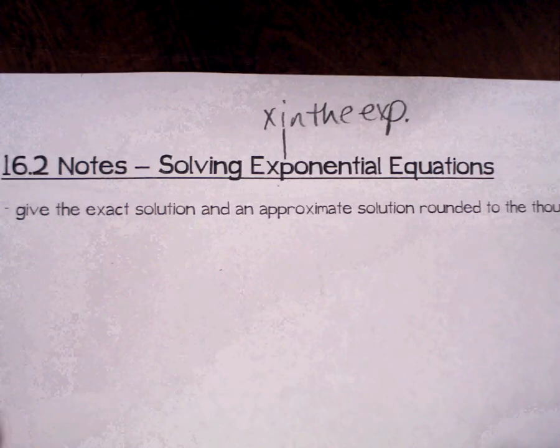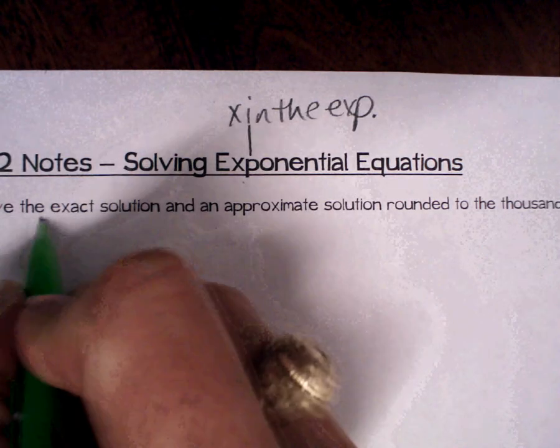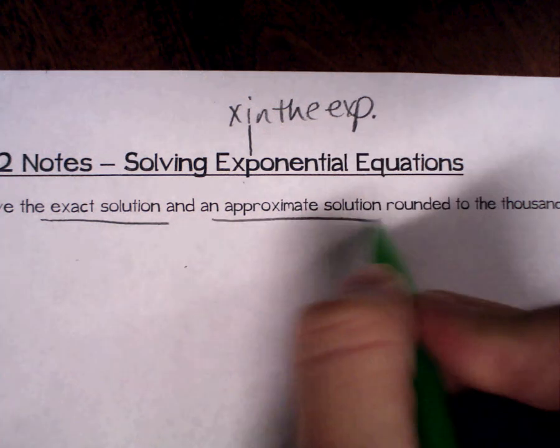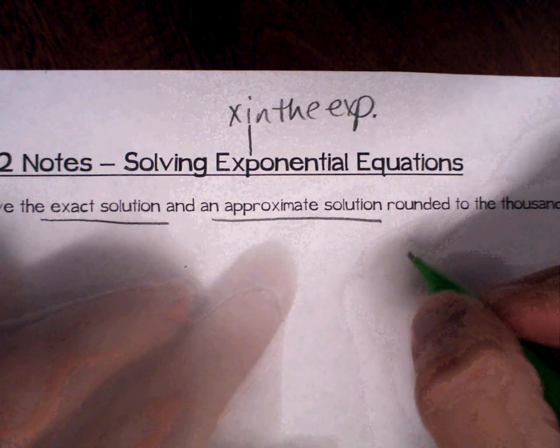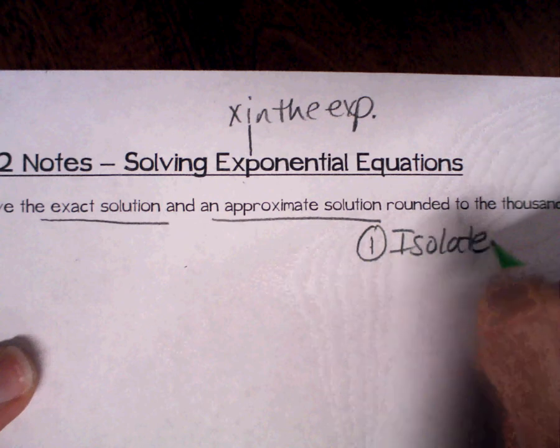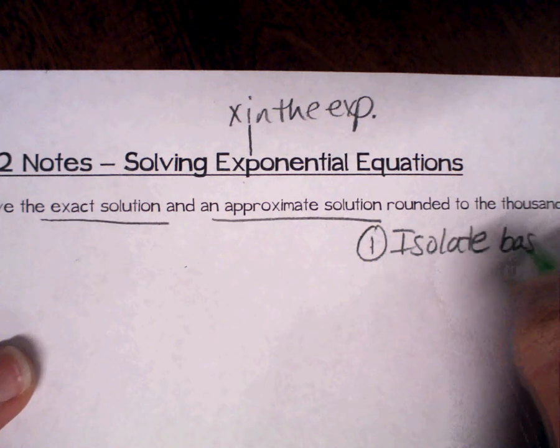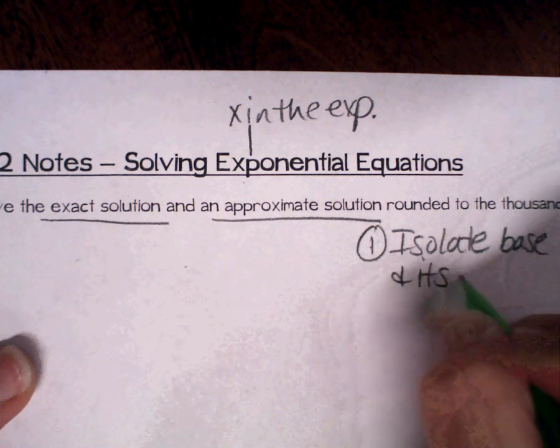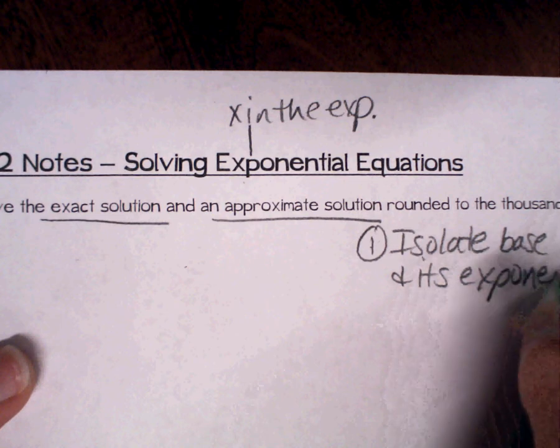I'm going to write some steps out to the side. Notice that there's two things. We're going to give an exact solution and an approximate solution, and I'll get to that when we start one. Your first step is to isolate the base and its exponent.